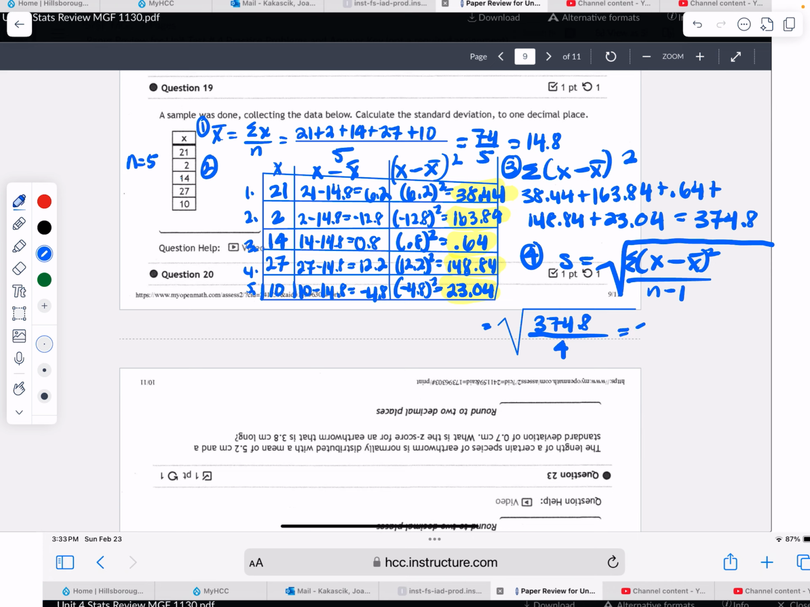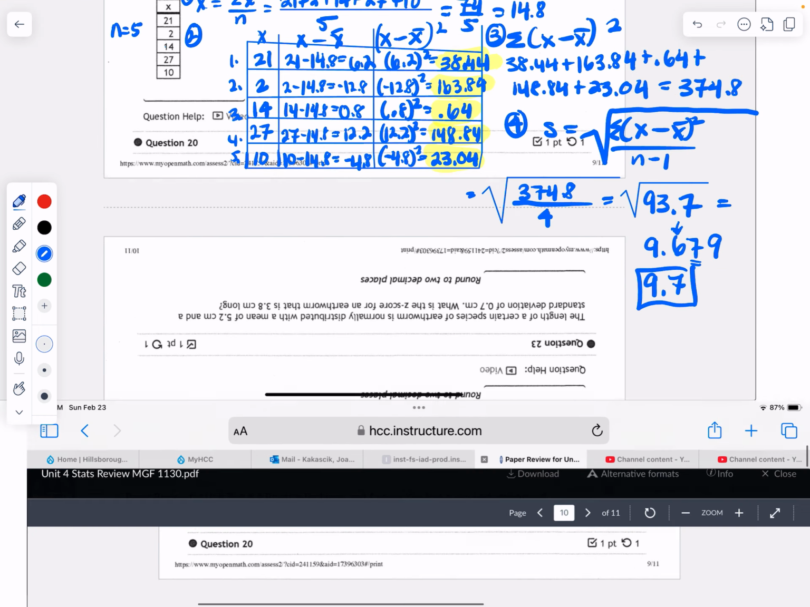When I do that, I get 93.7 underneath the square root. So I'm going to take the square root of that, and I get 9.679. If I round to 1 decimal place, the 6 is in that place value. I look behind it to 7, which is greater than 5, so I'm going to round up. So 9.7 is the standard deviation rounded to 1 decimal place. Okay, that was question 19.